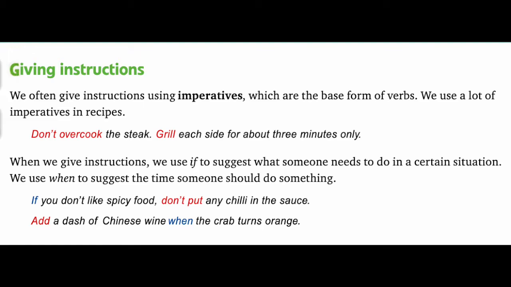The first one, if you don't like spicy food, don't put any chili in the sauce. Okay, so it's very easy. If you don't like, okay, we don't know, it's a suggestion only. Then the next example, add a dash of Chinese wine when the crab turns orange. So there is a time when you need to add the Chinese wine inside the dish. So it's when the crab turns orange, then you need to add it. So there is a specific time you need to do it.